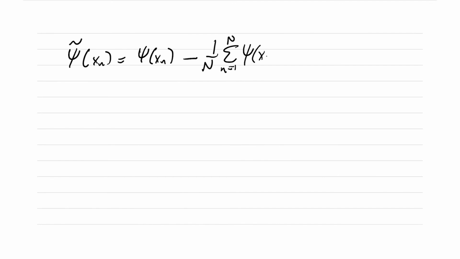Now we weren't actually writing down everything in terms of centered data, and so we need to correct for this real quick. And so what we can do then is we can take a look at psi tilde of xn, and we'll write this as psi of xn minus the average, 1 over N sum n equals 1 to capital N of psi of xn, right?